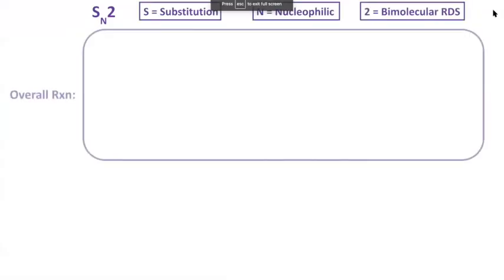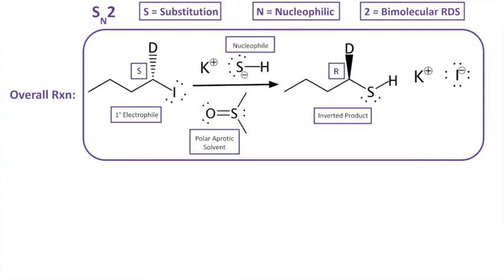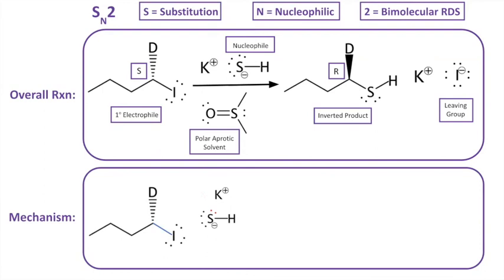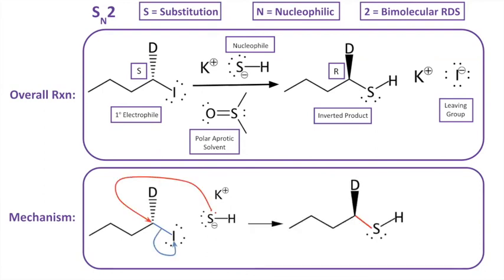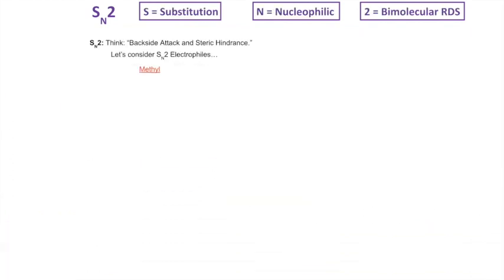So substitution, nucleophilic, bimolecular, rate determining step. This is a primary electrophile, and we've got the hydrogen sulfide. That's a great nucleophile, doing the backside attack there. Okay, a little review, number of carbons. All right, now this is what I'm talking about. I got a methyl electrophile, big cone of reactivity. Do you like it? Is it making sense?